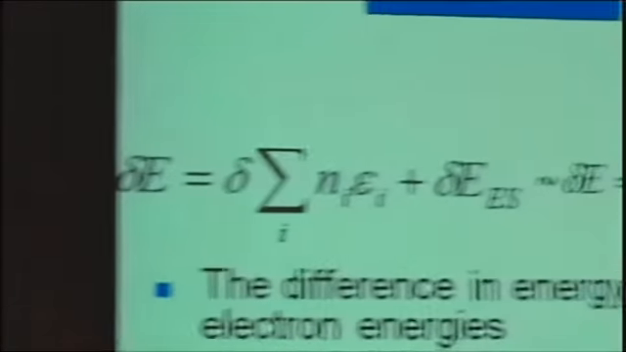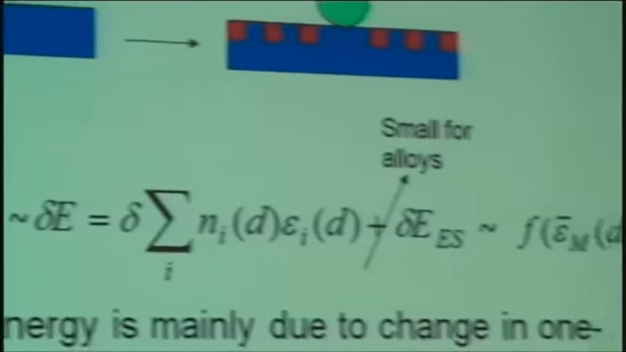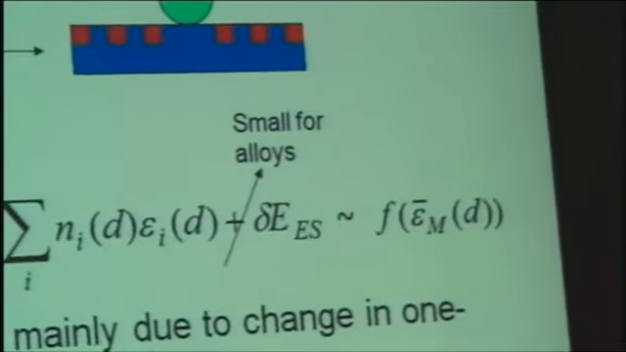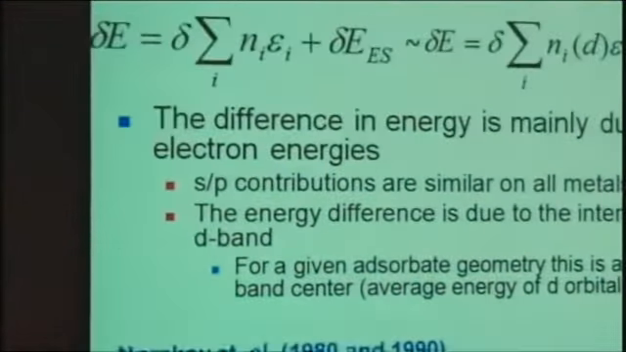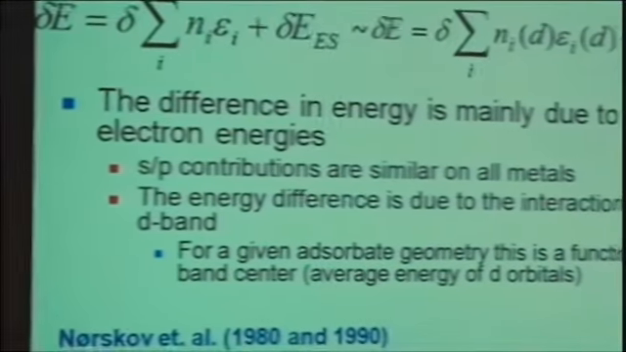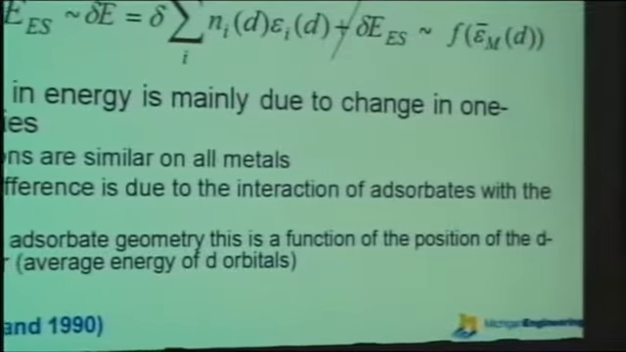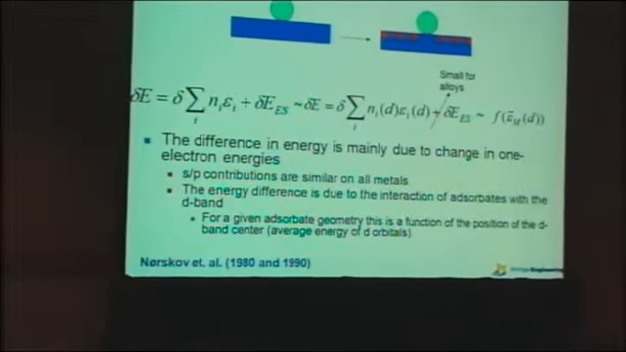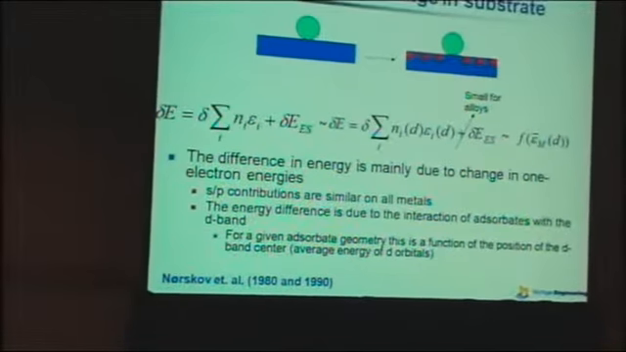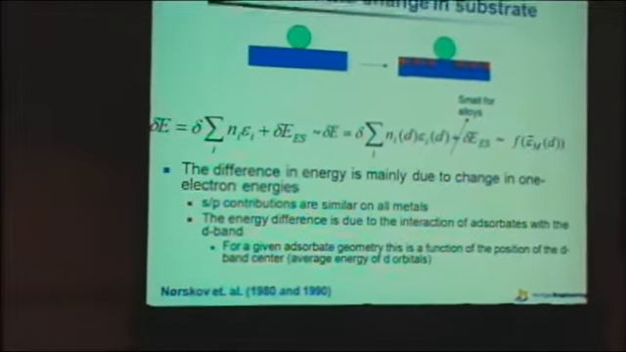And you can show, by just looking at density functional theory methodology or any kind of quantum chemistry methodology, that really the main source of the change in the absorption energy of this adsorbate is going to be due to the change in one electron energy spectrum and due to the change in the electrostatic energy. Now it can be shown that for alloys this electrostatic contribution is very small, so the main source of change is due to the fact that you are changing one electron energy spectrum.